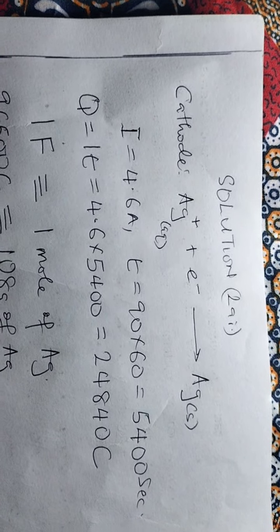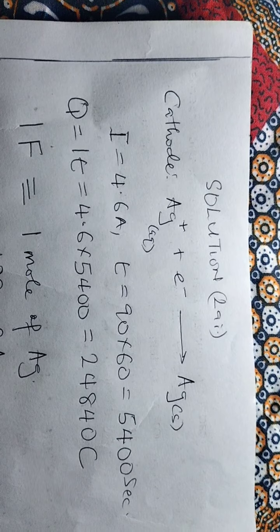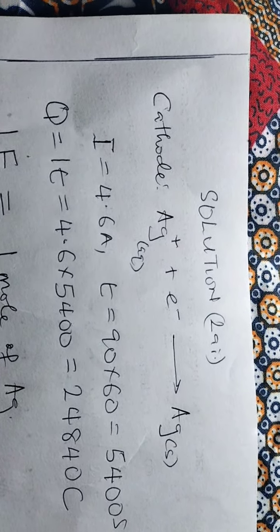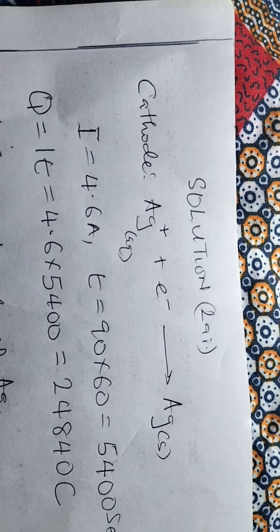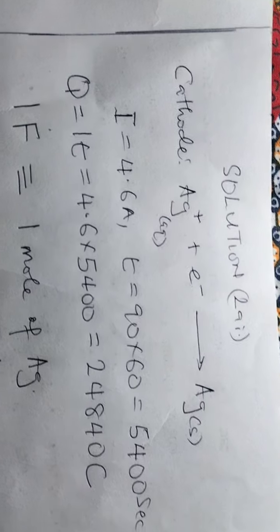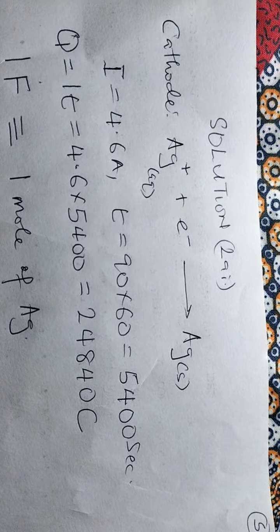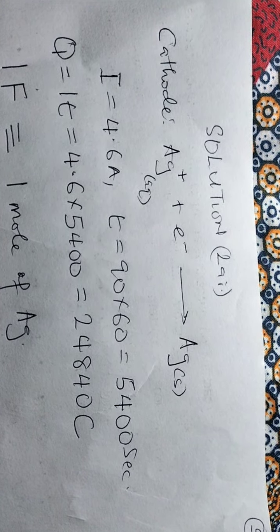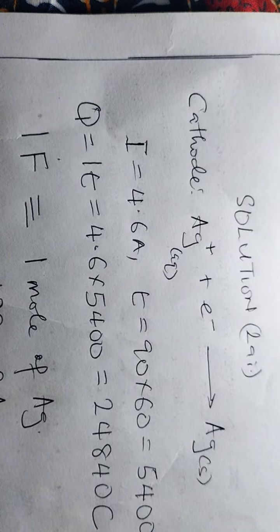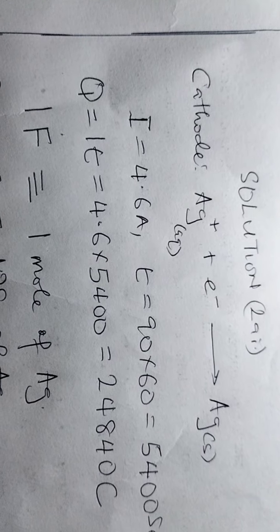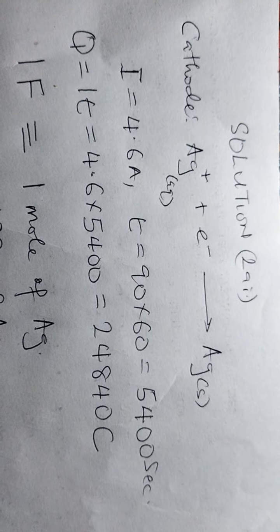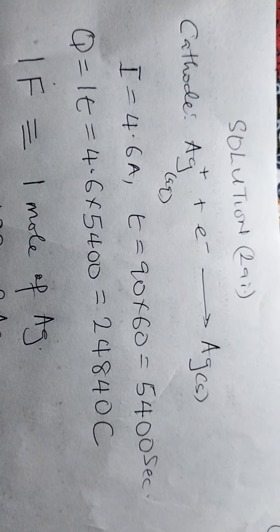Going to the equation, first of all we have to write the reaction that occurred at the cathode, which is reduction of silver ion to give us silver. So we have silver 1 ion plus an electron giving us solid silver. The current passed is 4.6 amperes. Time is 90 minutes; converting to seconds, 90 times 60 gives us 5,400 seconds. Now find the quantity. Quantity is current times time, which is 4.6 times 5,400, giving us 24,840 coulombs of electricity.